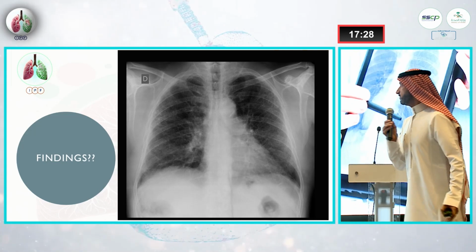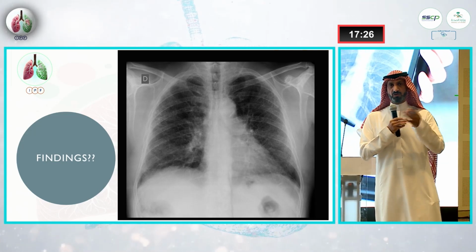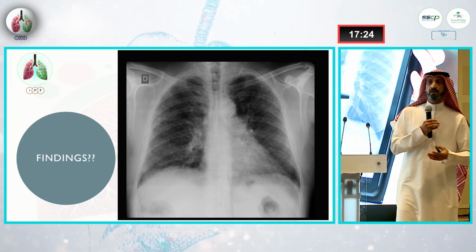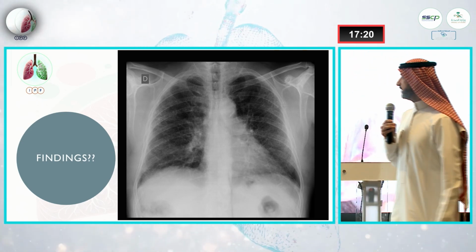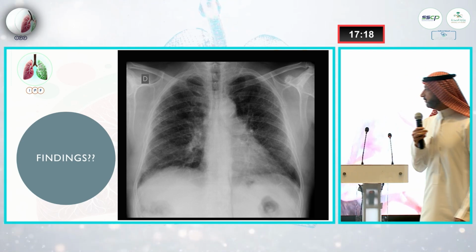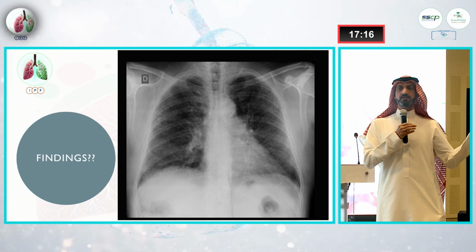Okay, excellent. So we have increased reticulation bilaterally. Okay, what else? Shaggy heart border, okay. We can agree on that. What else?